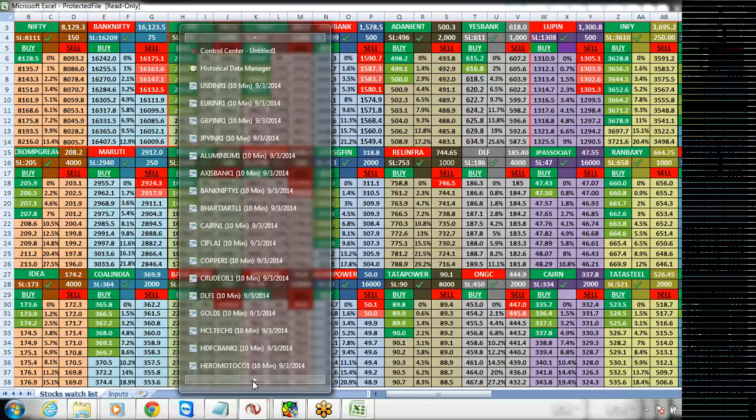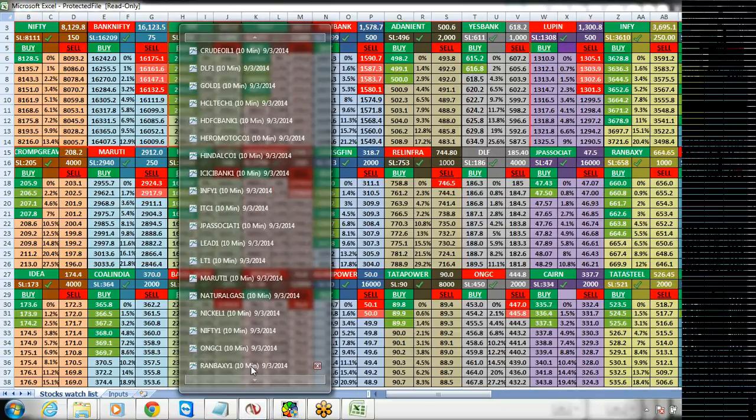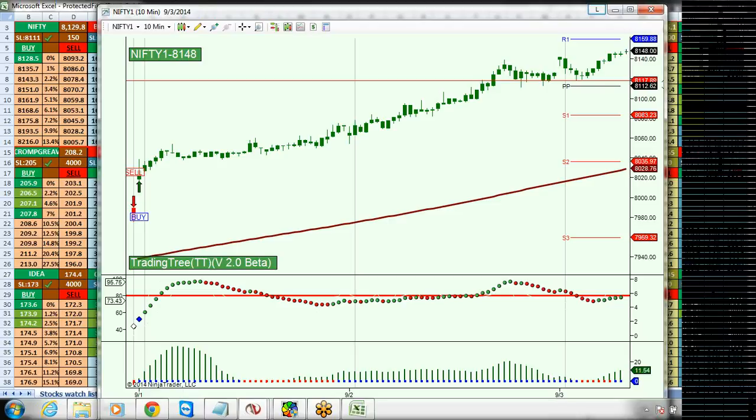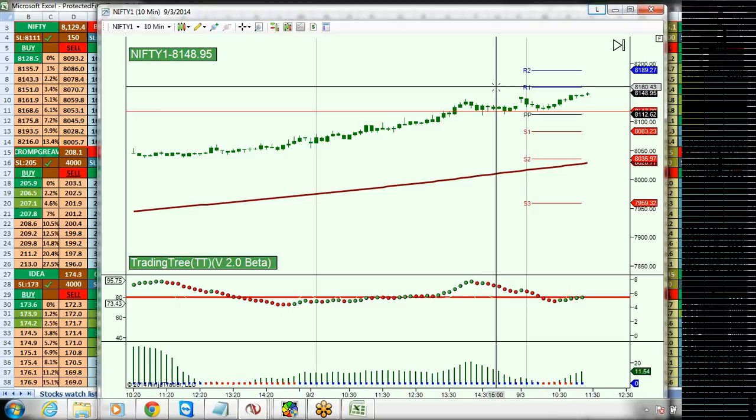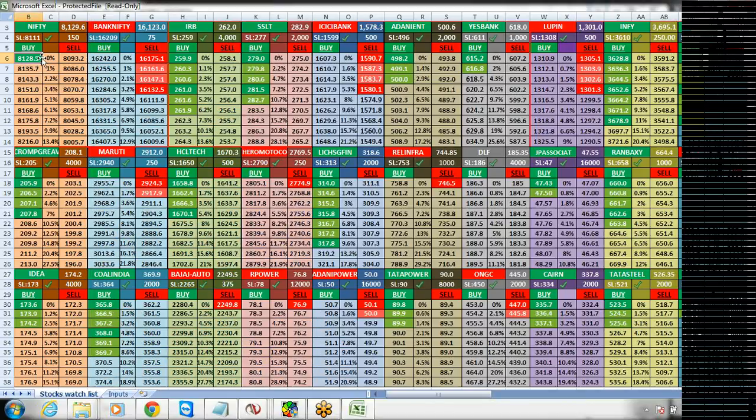So now let me just go to the Nifty chart. Here we know that the next level is the R1 level. So another 10 or 20 points is a possibility for this. Let's say 10, 15 points is possible for this. So we can definitely take this call. So this is how we can trade with both the softwares together.